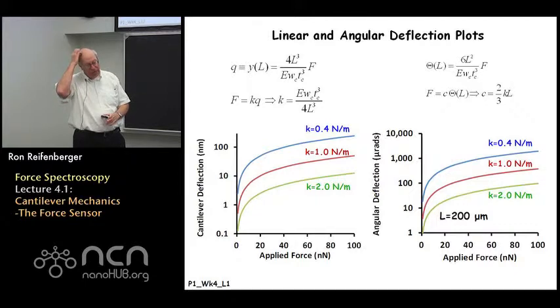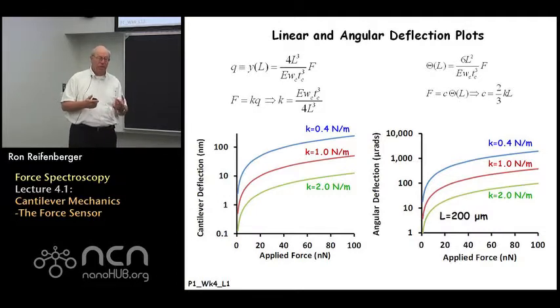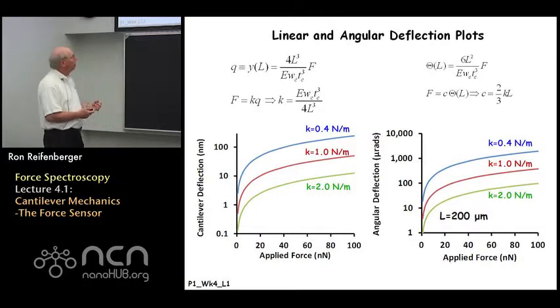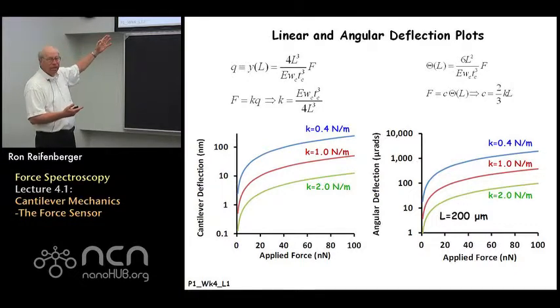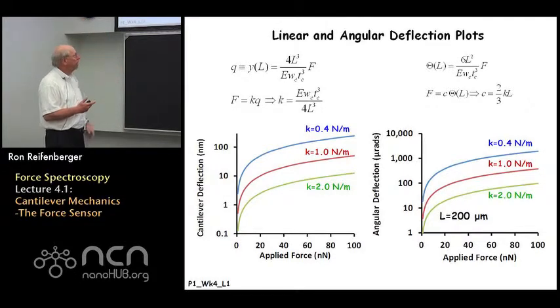You can also do linear and angular deflection plots. This is something that is useful to do just to make sure you completely understand the equations. So I guess the point is, if you want to know what the deflection of the cantilever is as a function of an applied force, you've got to know what the spring constant of the cantilever is, K. So I just show the cantilever deflection versus applied force for 3 different spring constants. And then also the angular deflection.